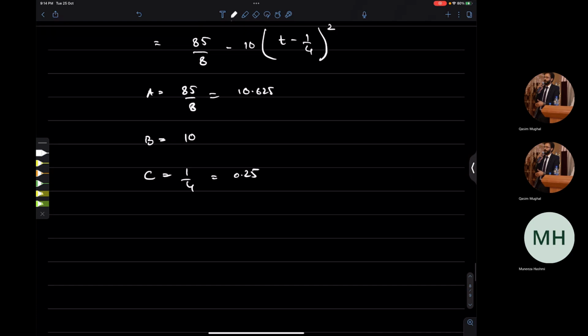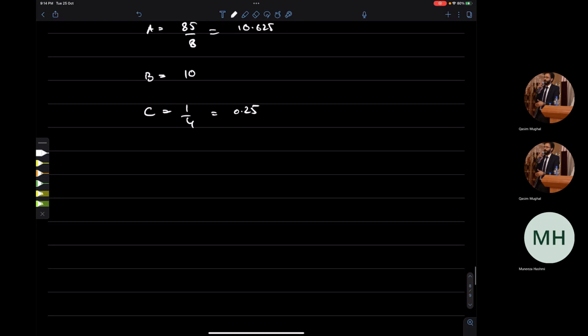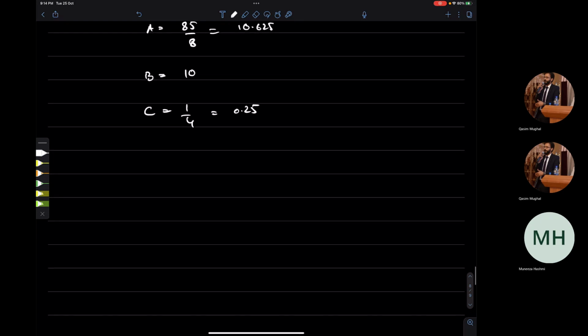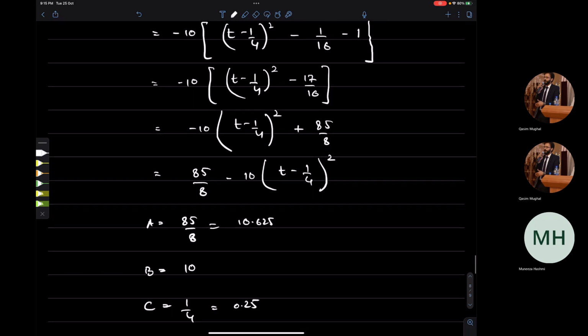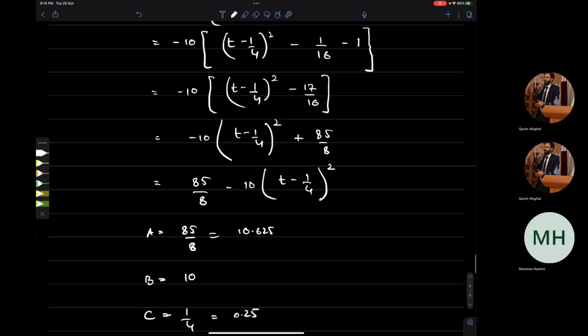All right, the next part is: using your answer to part C or otherwise, find the maximum height of the diver and the time at which this maximum height is reached. All right, we need to do two things here. Okay, so we need to find the maximum height.